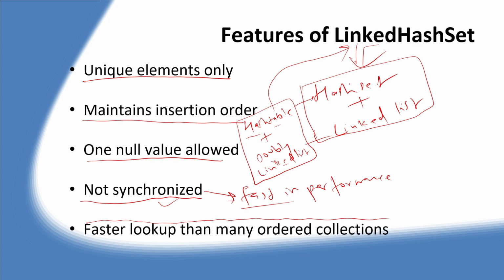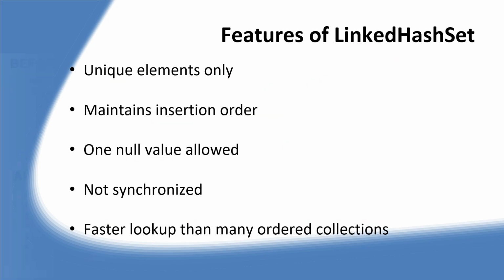For hash set, the internal data structure is hash table, and for linked hash set, the internal data structure is hash table plus doubly linked list. It combines the power of both and uses it. Why hash table? Hash table for faster performance and doubly linked list for order. Let's look at the internal working of the linked hash set.